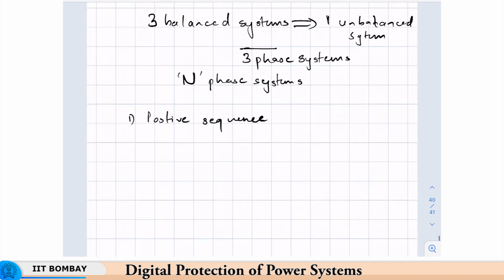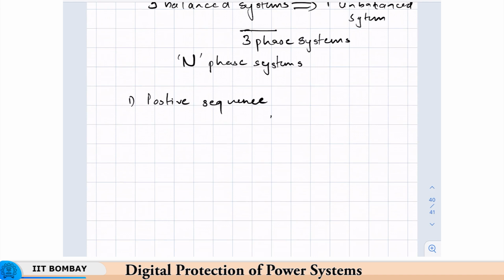Okay, this has the same phase sequence as that of the original system. Say now we can say this is the VA, VB, VC. The positive sequence, we can write it as positive sequence here, has the same phase sequence as the original system.